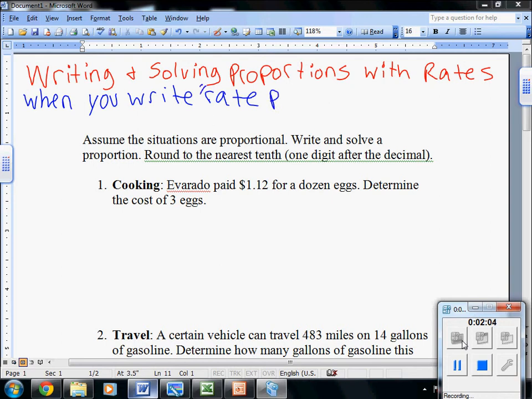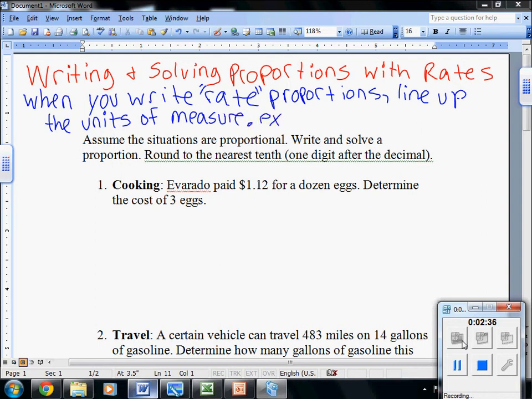When you write rate proportions, so now I'm referring to questions where there's a rate. Like look at number one. There's a rate. We've got to figure out what is the rate per egg. That's a rate. So when you write rate proportions, you should always line up the units of measure. Now you know you have a rate proportion. Usually what's really obvious is the units of measure will be different. So line up the units of measure.